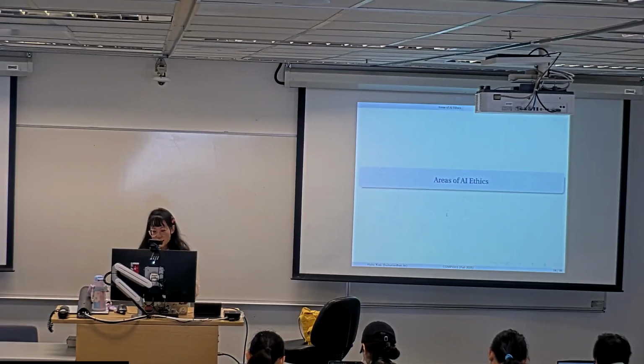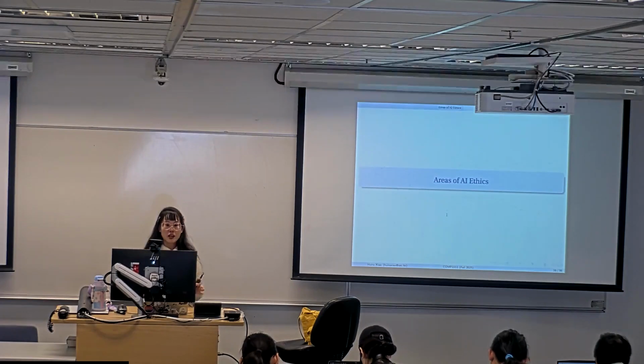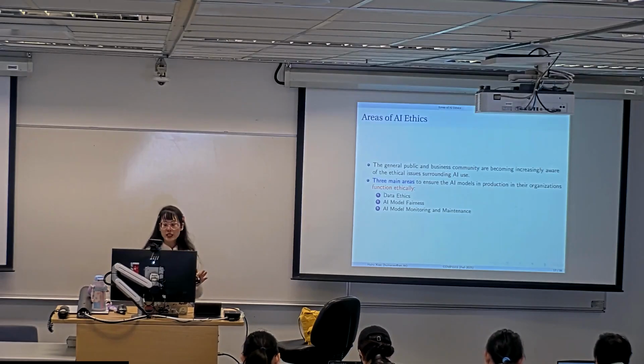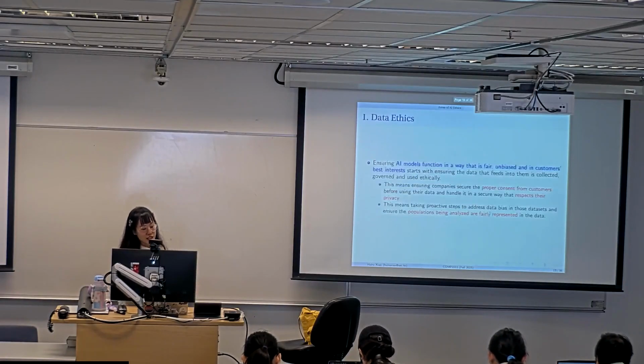All right, then next let's see some areas of AI ethics. If we just do a very broad classification, we can see that there are mainly three main areas to ensure the AI models in production in their organization function ethically. The first is about data. In the data aspect, we need to ensure data ethics. And then it's AI model fairness. And last, we still need to monitor and maintain the AI model to make sure it can function properly in the future for a long time. Let's look at them one by one.